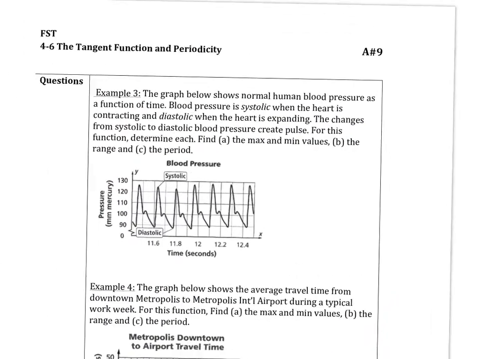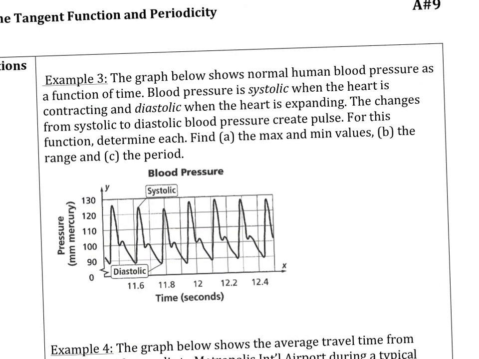All right, the last thing we're going to look at on periodicity is other situations besides sine, cosine, and tangent that also have a period. So in this case, the graph below shows normal human blood pressure. Here's time, 11.6 seconds, 11.8 seconds, and 12 seconds. And here's the blood pressure. The pressure increases, decreases, increases. This is where you go thump, thump, thump. So that's your heart pumping, creating more pressure. And of course, as the pressure releases, your blood flows, etc.